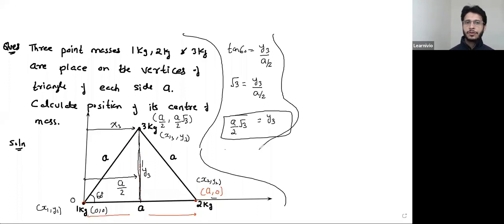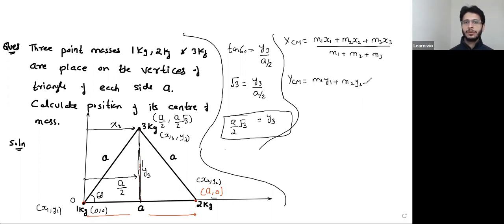Now after this, try to calculate the x and y coordinates of the center of mass using this relation. The x coordinate of the center of mass is m1 x1 plus m2 x2 plus m3 x3, divided by m1 plus m2 plus m3. We can also calculate the y coordinate of the center of mass, which is m1 y1 plus m2 y2 plus m3 y3 over m1 plus m2 plus m3. That is your m1, this is your m2, and this is your m3.